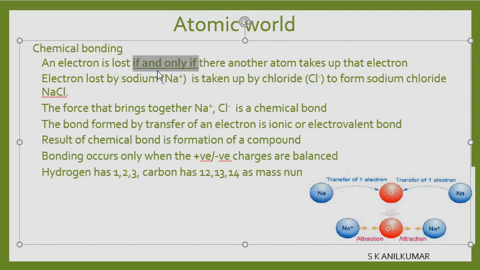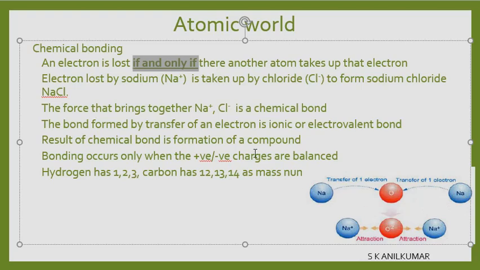The electron lost by sodium has to compulsorily be taken up by chlorine. By the way, they form sodium chloride. The electron lost by sodium is taken up by chlorine to form sodium chloride, right? The force that brings them together is called a chemical bond.